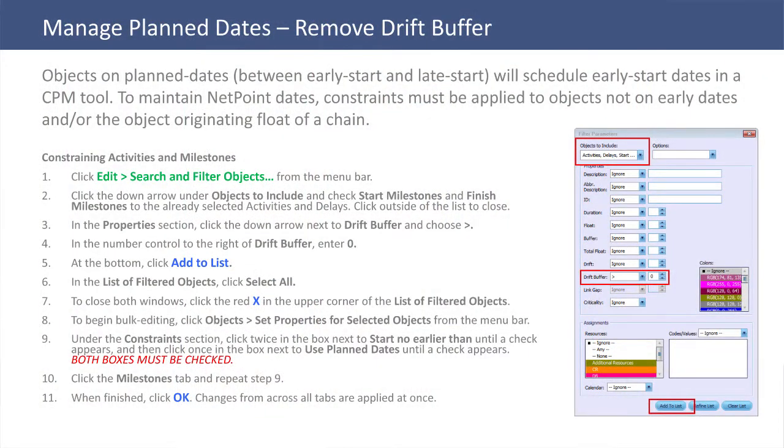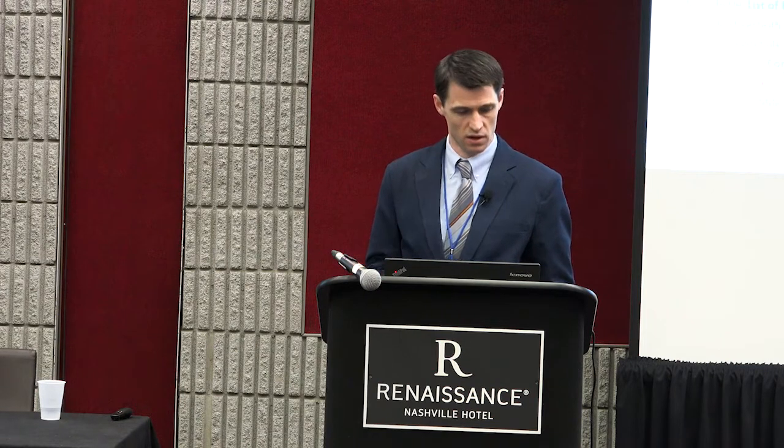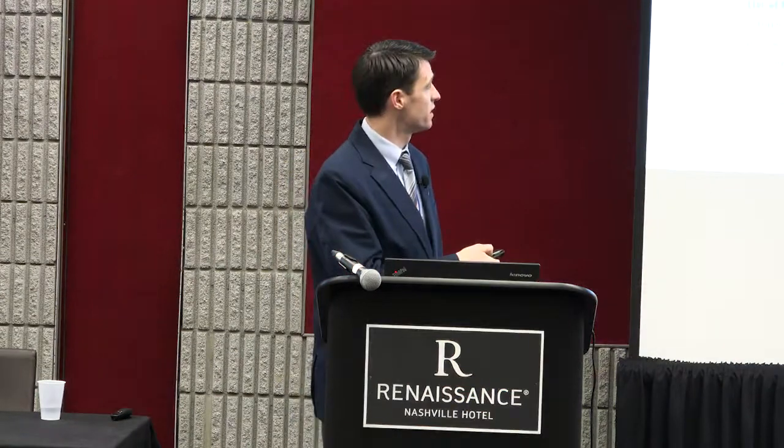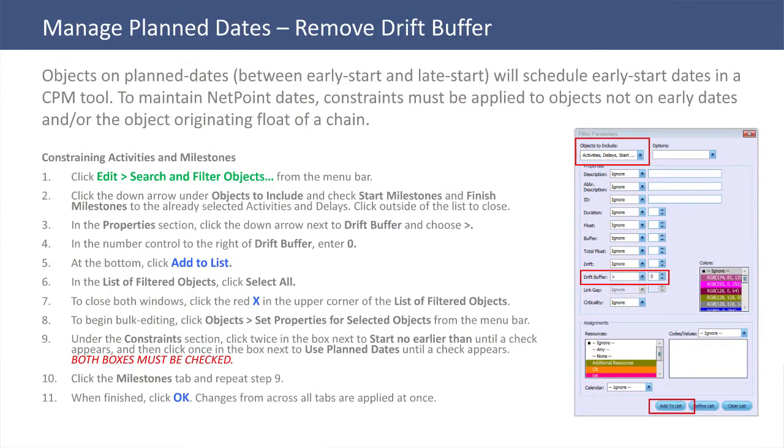So if you use the search filtering mechanism, you can say, show me activities, milestones, whatever it is, delays, hammocks, that have a drift buffer greater than 0. Add those to my list, and now you've got a highlighted list of all the activities that have drift buffer. Typically what we do is we make a conscious decision. Was this a real benefit to having a planned date here? And more often than not, there is a reason why it's on a planned date if we've gone through a planning session for it. So we then go through and set no earlier than constraints using the planned date.